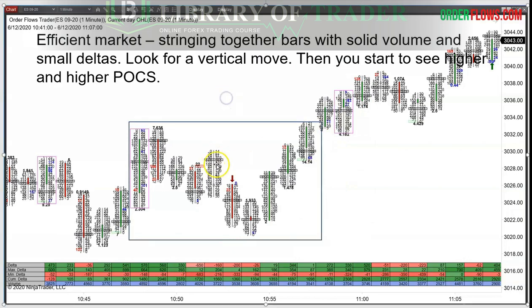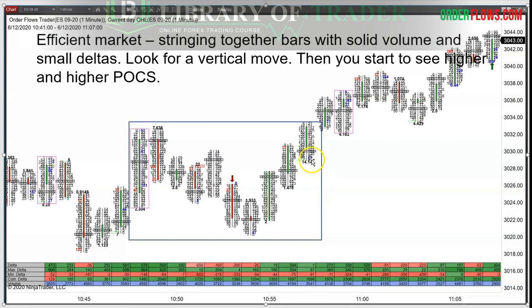All right, you got this area in here, right? It's sort of going back and forth. I mean, you can even draw it out over here. You can see some small deltas, 26, 19, 1. Okay, but what are you noticing? Points of control starting to move up in a direction as you're going out of this area.